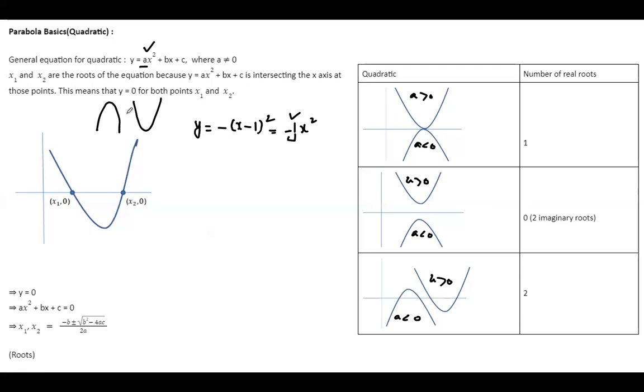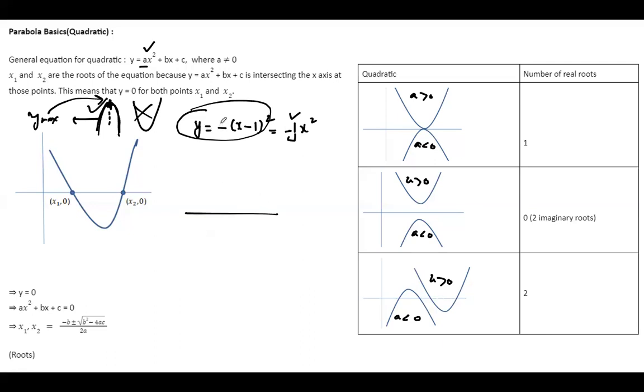Facing. That means the graph will be downward facing. So what can be the maximum value? Where will the maximum value of the graph lie? Here? Yes. Okay. So if you want this graph to have a maximum value, what can be the value of x? 1.